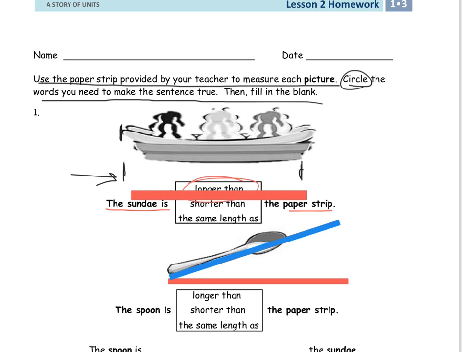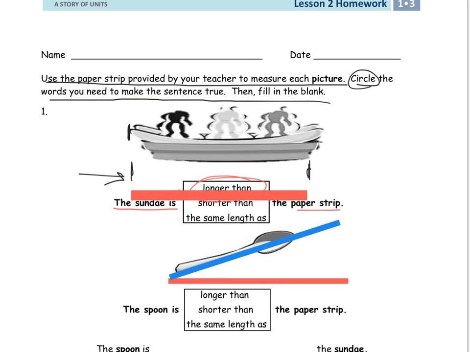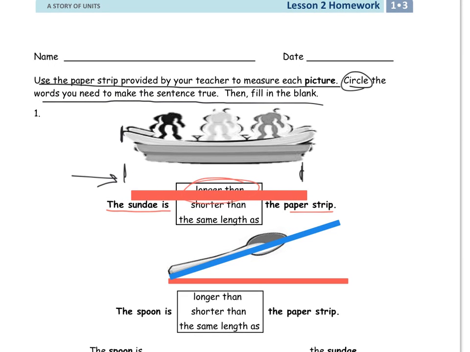You can rotate your paper strip, but for the sake of this, I had to make a copy and rotate it up, just to see that I have it lined up down here with my endpoint. And I see that the spoon comes to right there. So my statement, I'm comparing the spoon first. So I know that when I'm comparing the spoon first, the spoon is shorter than the paper strip.